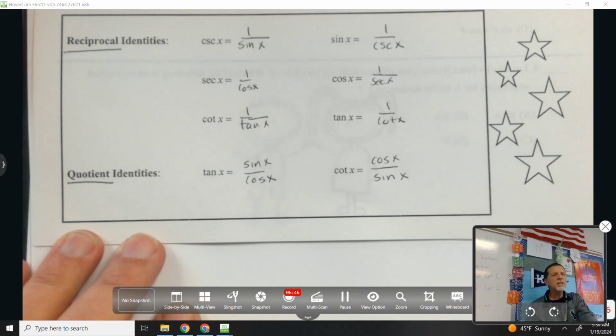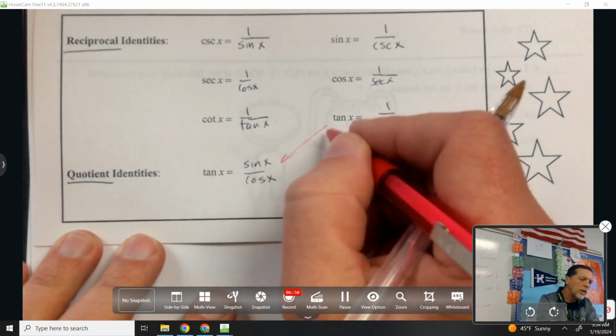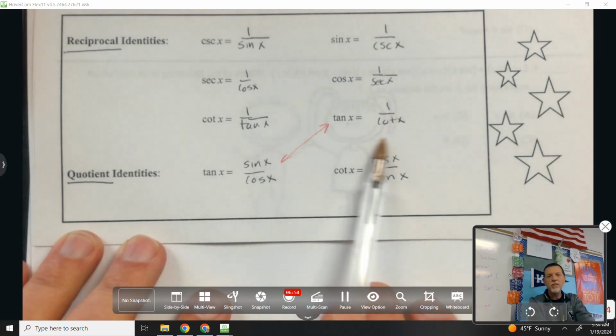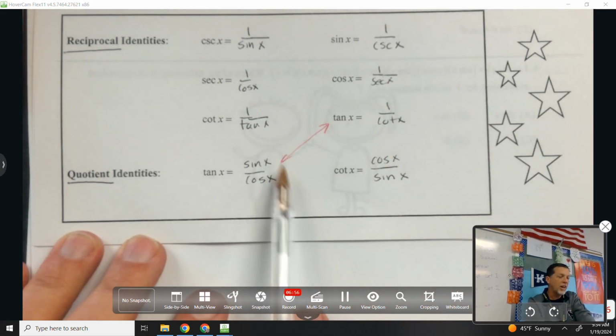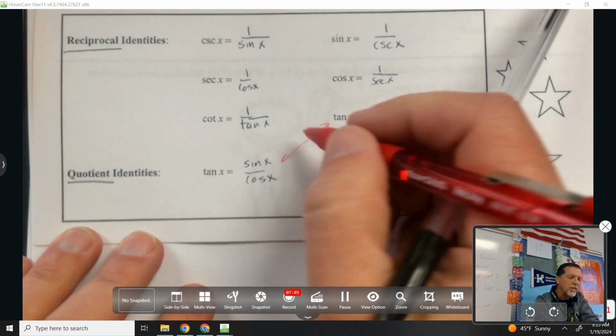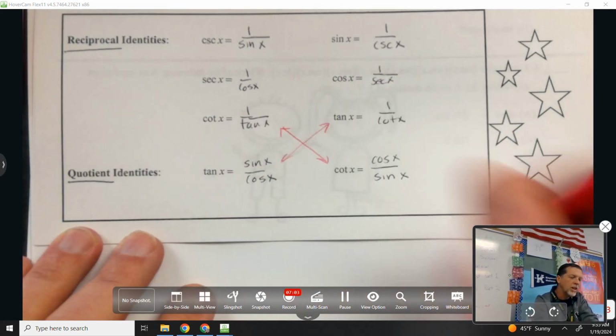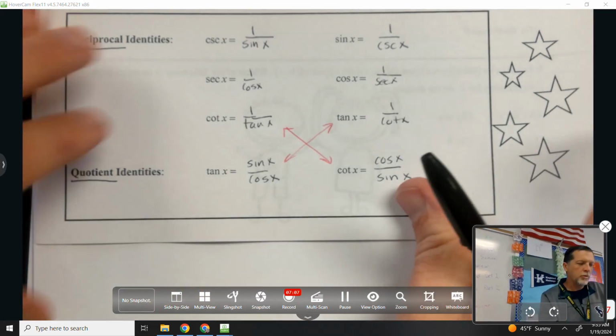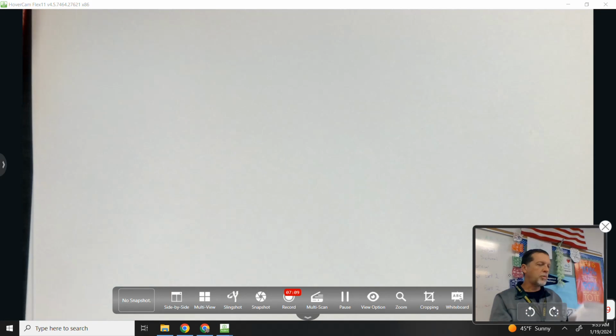I guess the only thing to be careful about when using those is, if you got tangent, would it be better in a problem to use 1 over cotangent, or would it be better to use sine over cosine? And it just depends on the problem. So you have to just be careful with tangent and cotangent, because there's two things that it equals, and you just have to decide which one would be more helpful for that particular problem.